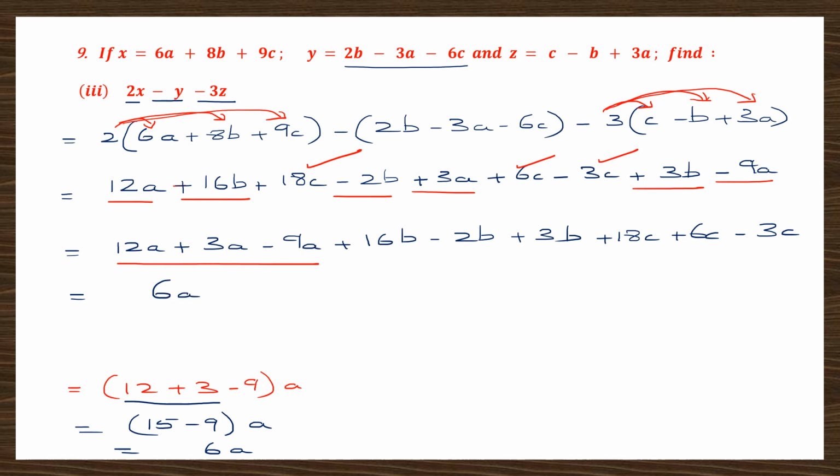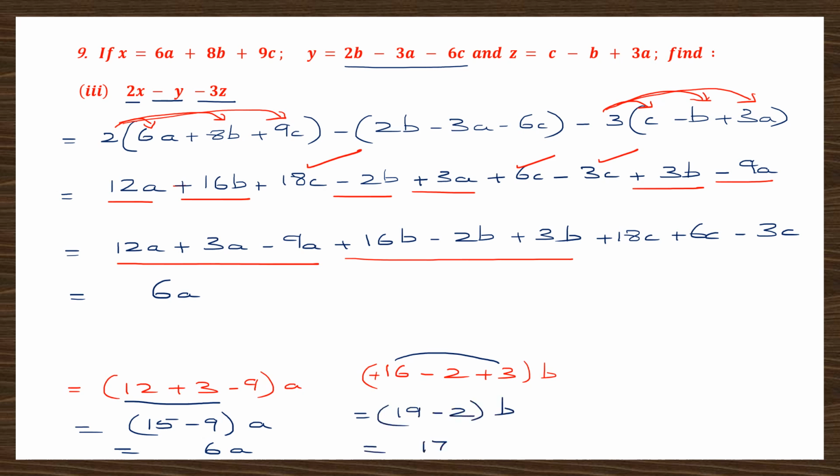Now let's take these, again only the numbers: 16 minus 2 plus 3b. Add up the numbers which have the plus sign. So you have to add up 16 plus 3. 16 plus 3 is 19. 19 minus 2 is 17, so plus 17b.